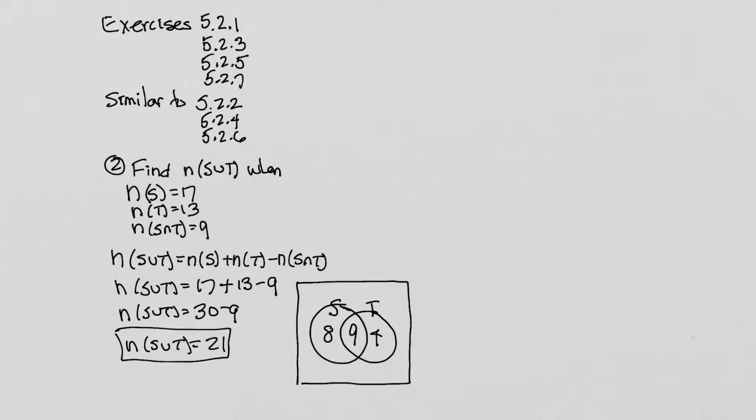And then if I add up these elements, how many do we have altogether in the union? I've got 8 and 9 is 17, and 4 more. That's our 21. So I can do this problem using this formula, or I can do it using that Venn diagram. Either way works.